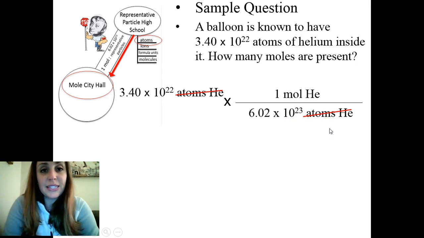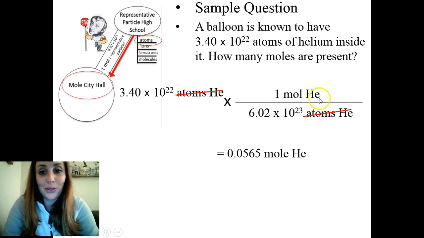You're going to keep 3 sig figs in your coefficient to keep things consistent. So you should get 0.0565. Here are your 3 significant digits, and it's moles of helium because that's the only unit you have left.